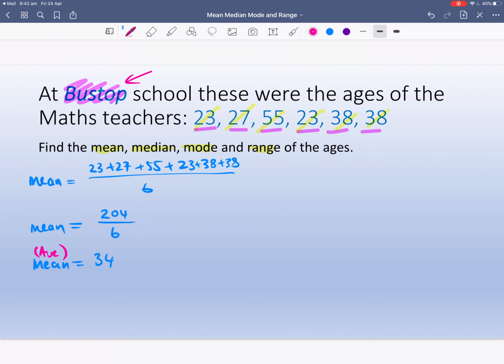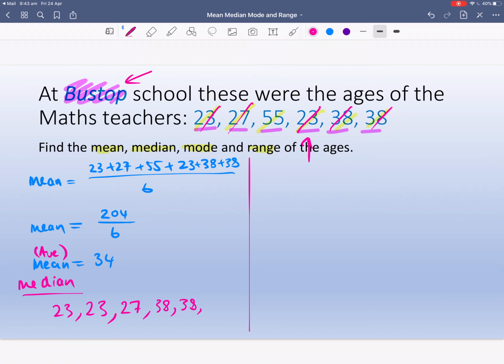Sounds a bit dodgy, but we're going to see how we go from there. Okay, median. Oh, let's find the median. Now, median is middle, all right? Oh, that means I have to put the numbers in order from lowest to highest. So the lowest number I can see is 23. I'm going to cross it out just to keep track of it. There's another 23, actually. Yeah. 27 will be the next lowest, and then I think these two 38s will be next. And then finally 55, okay?